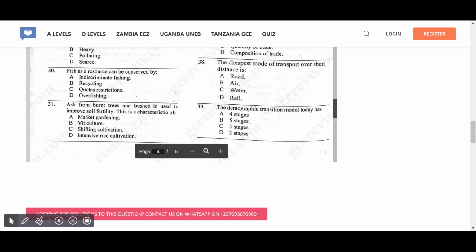Question 39. The demographic transition model today has... The answer is B. It has 5 stages.